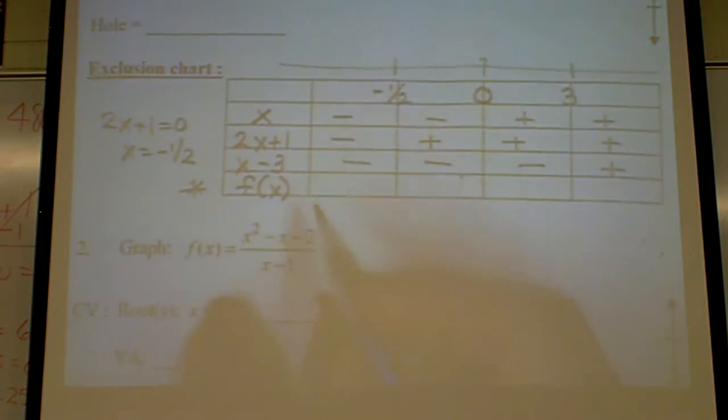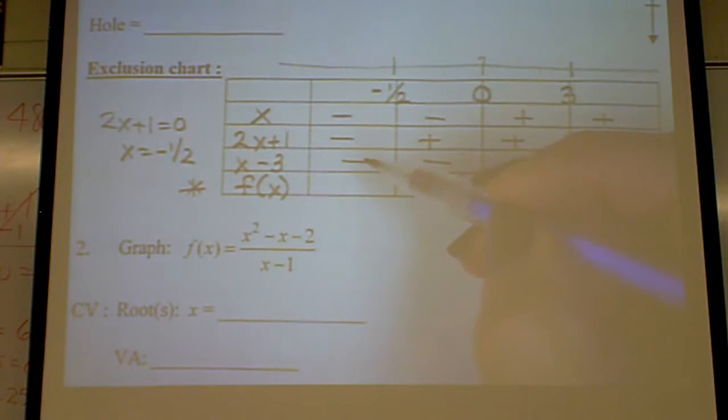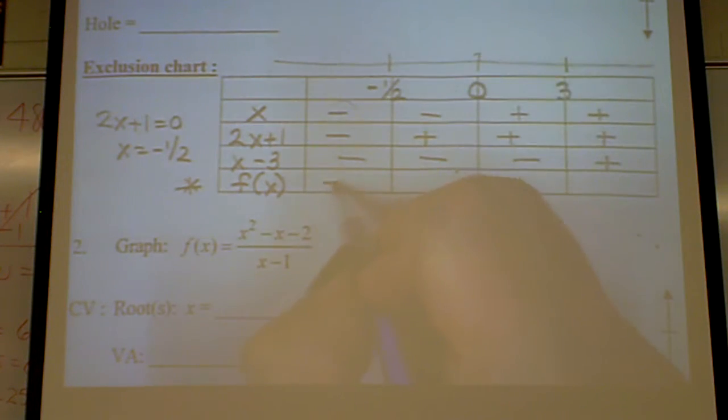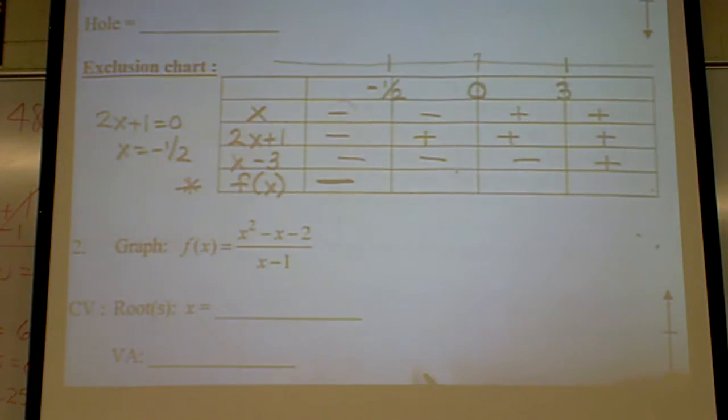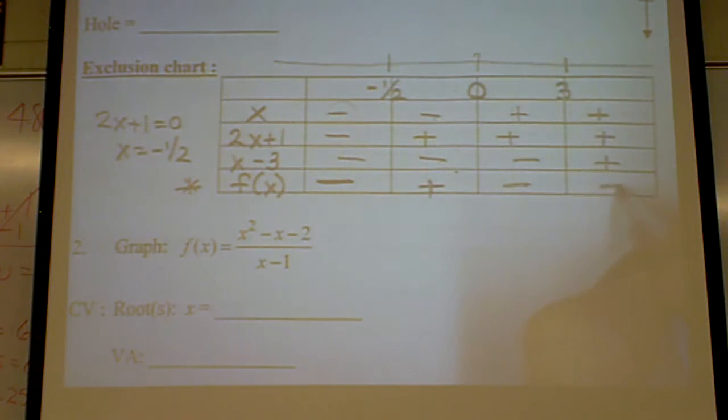Okay, now, here's where the f of x comes in. What you're going to do is count how many negatives you have in this column. If it's an odd number of negatives, think of when you multiply: if you have 2, it's even, it's positive. You're going to count. There are 3 negatives here, so the grand finale is negative. These are 2 of them. This is going to be positive. This is 1, negative, and positive.